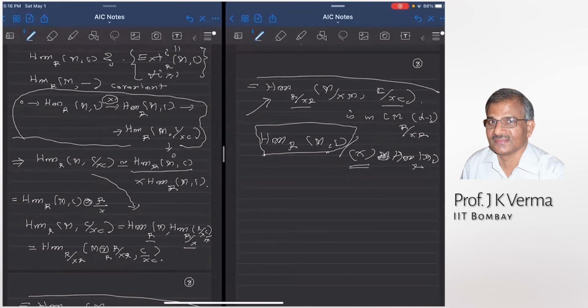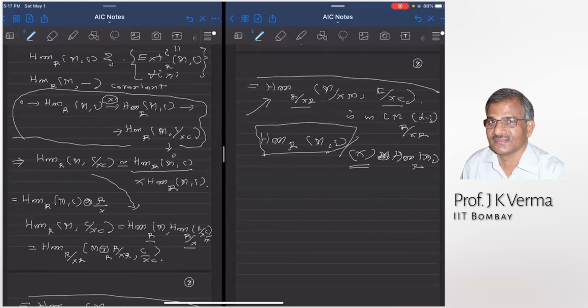Is this clear? Any questions? Let me try to reconnect. I think the net connection is better now. Any questions on this?